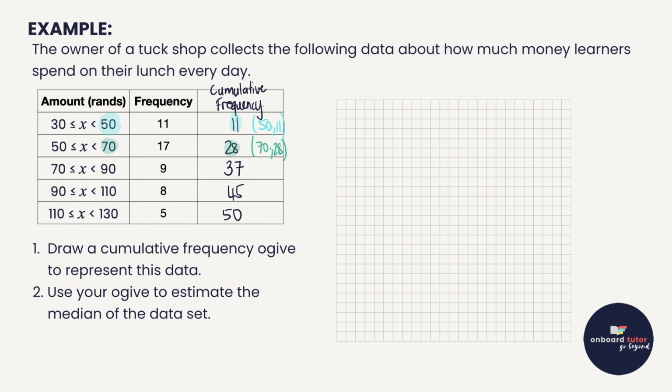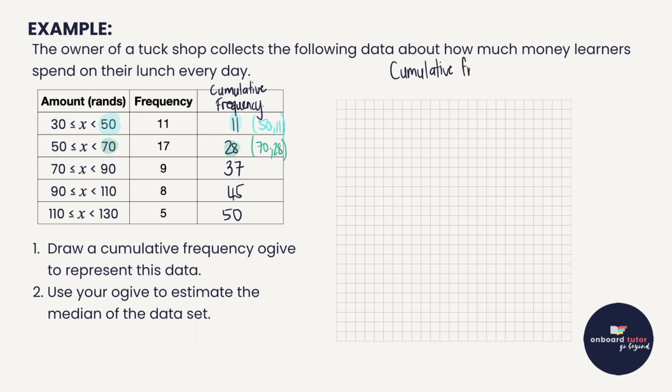And then I want to be as accurate as possible. So most of the time we have an answer booklet or a grid that we can draw on. And so I've got a grid ready here so that we can answer this question, draw a cumulative frequency ogive to represent this data. Let's start off with a heading. These are good practices that I hope you developed already in grade 8.